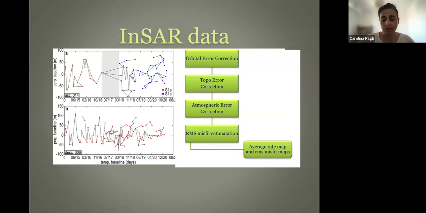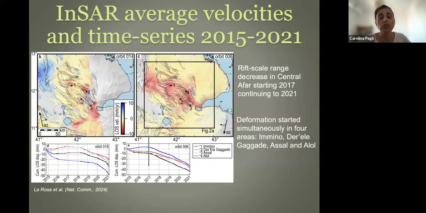How well do we believe a certain measurement? So we've done that in Central Afar, and here you can see the average velocity map for the ascending and the descending orbit. And down below, I'm showing you the time series of a few selected points, 1, 2, 3, 4, where I show you the kinematics, if you want, the dynamic behavior of only a few points between 2015 and 2021. So what are we seeing here?